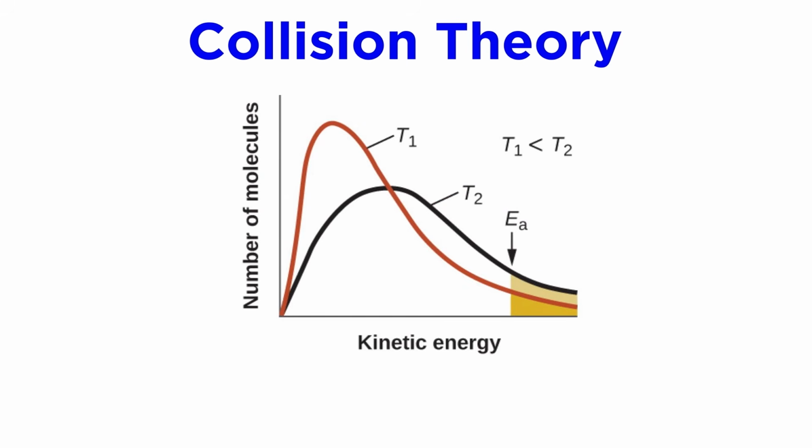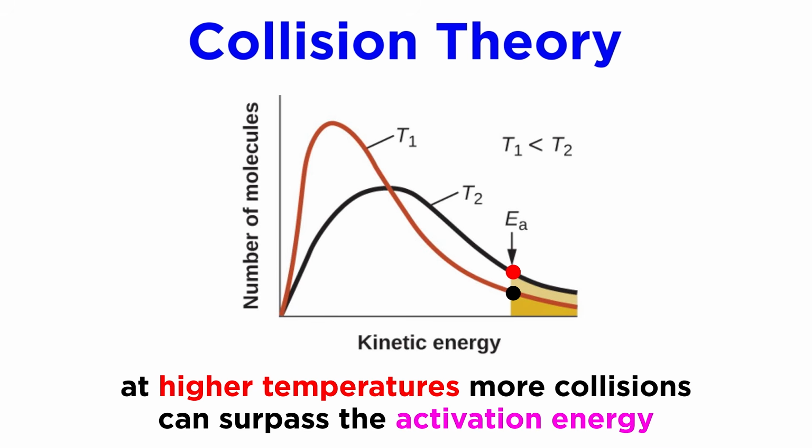We can look at a Maxwell-Boltzmann distribution curve to see the distribution of kinetic energies for particles in a sample, and this will allow us to estimate what proportion of them will have enough energy to surpass the activation energy, and this proportion will change as temperature changes. Specifically, at higher temperatures, the average kinetic energy of the particles increases, and more of them will therefore collide with enough kinetic energy so as to react successfully.